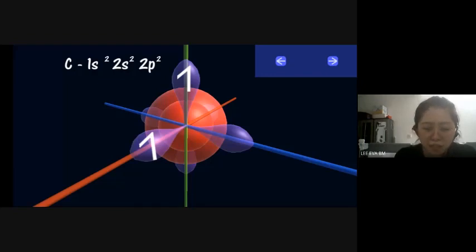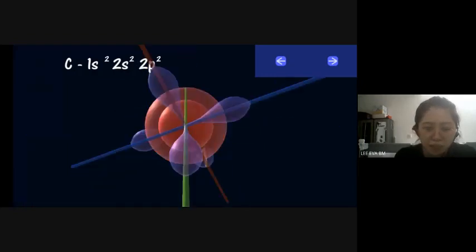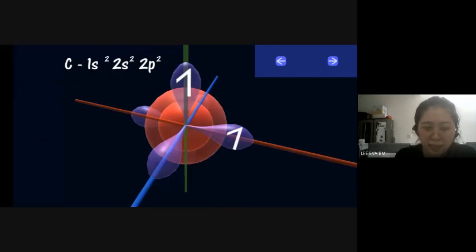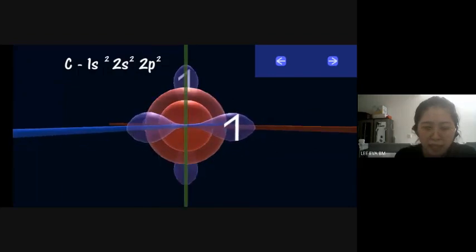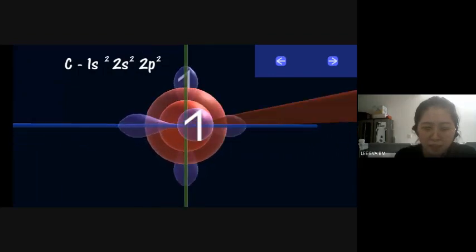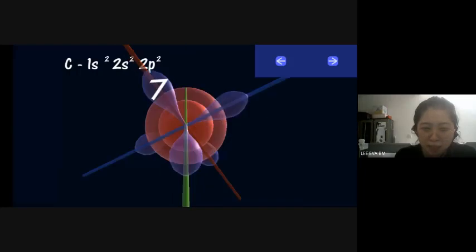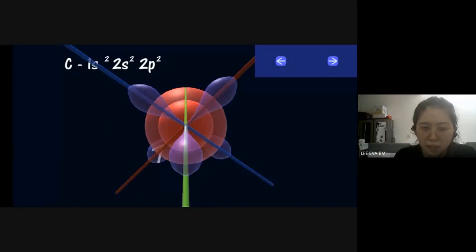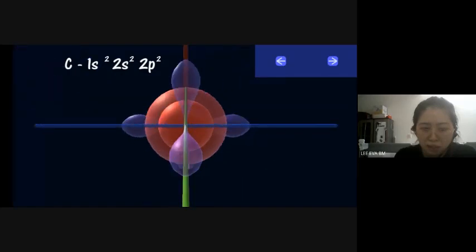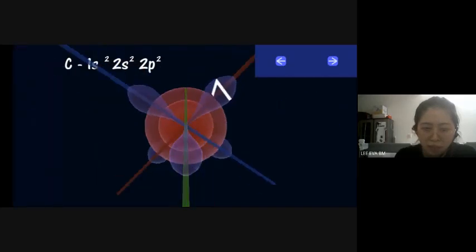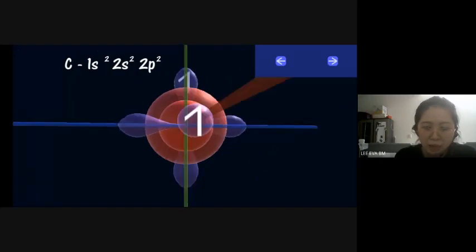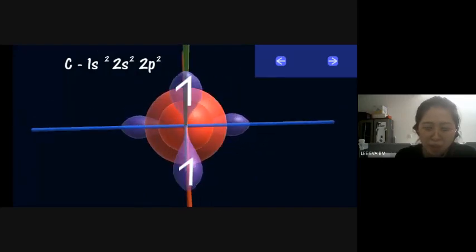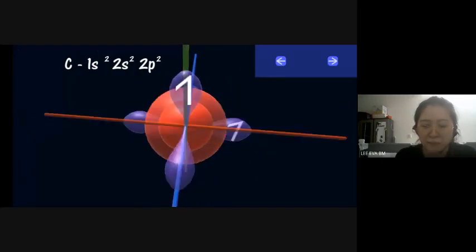So if you can see over here, we have 3 dumbbell. Nampak tak 3 dumbbell? Satu dekat paksi hijau, satu dekat paksi merah, satu lagi dekat paksi biru. Tapi yang dekat paksi biru adalah kosong. Satu dekat paksi hijau, satu dekat paksi merah. So you only have 2 electrons over there.